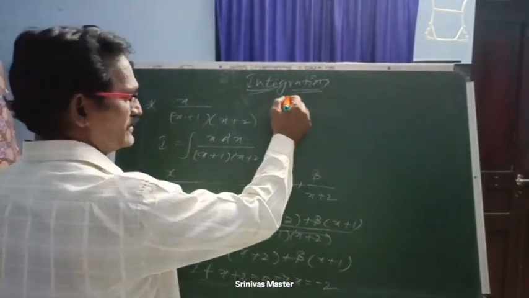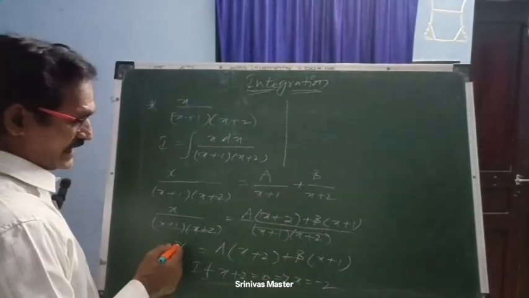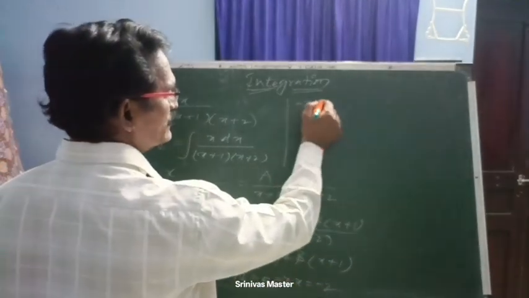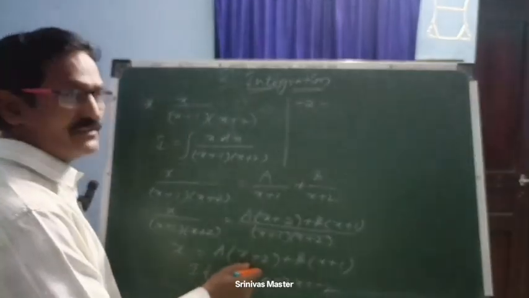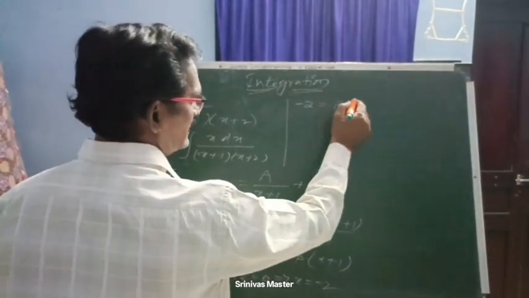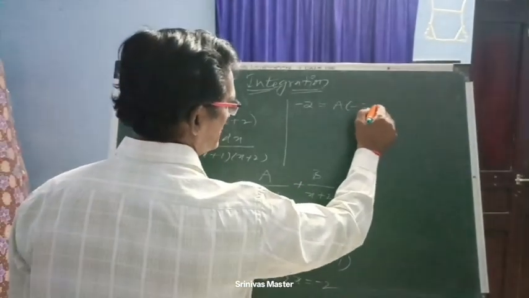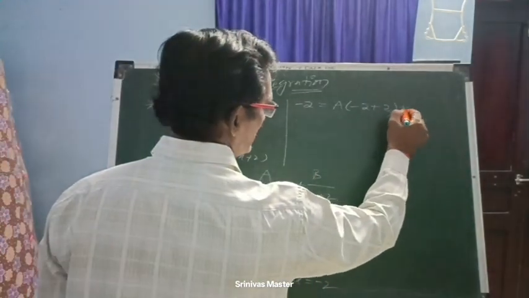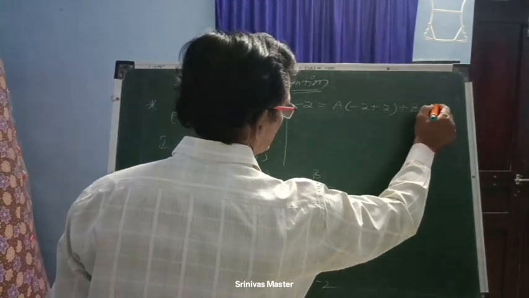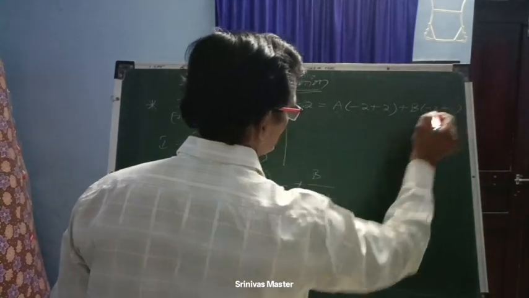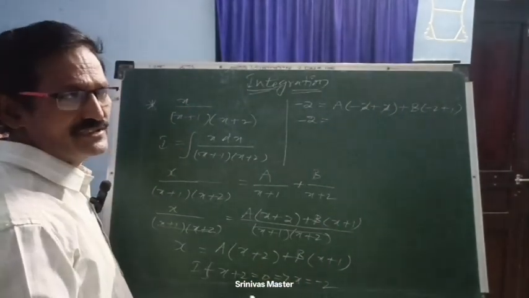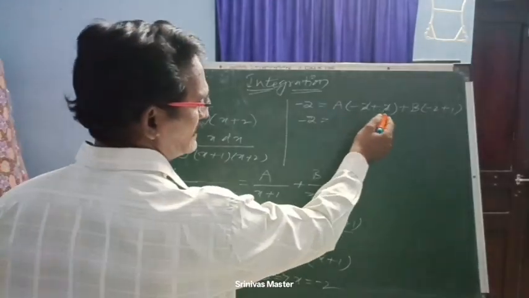Here I am doing, be careful, see that. X value is how much here? Minus 2, no. So that minus 2 is equal to a into x plus 2, right? A into x means minus 2 plus 2 plus b into x plus 1, b into x means minus 2 plus 1. Then generally you can simplify. Minus 2 is equal to minus 2 plus 2 cancel, means 0. 0 into something is 0. Total this part belongs to 0.